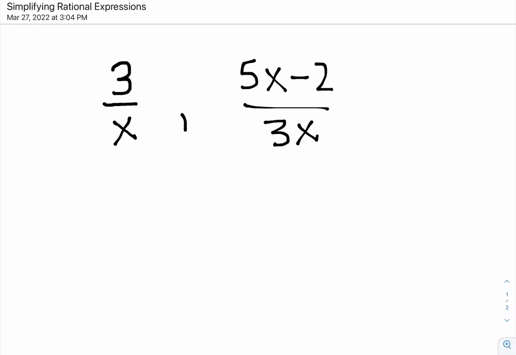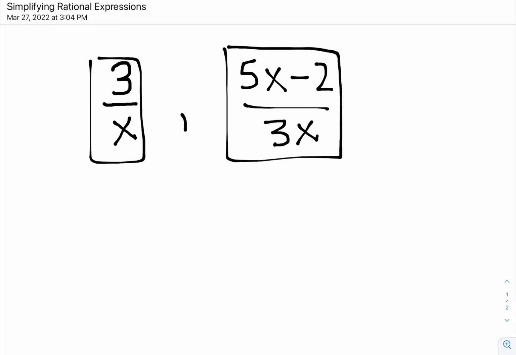A rational expression would not be something like 1 over 4. This is called a fraction, but there's no variable in the bottom, so it's not a rational expression, okay? And as you can imagine, rational expressions can get pretty ugly. This is kind of showing you how they can get a little harder than just something like 3 over x, and this right here isn't the hardest it can get, trust me.